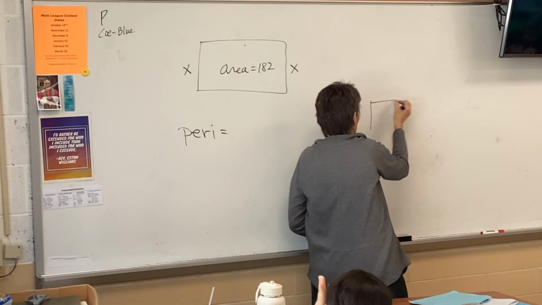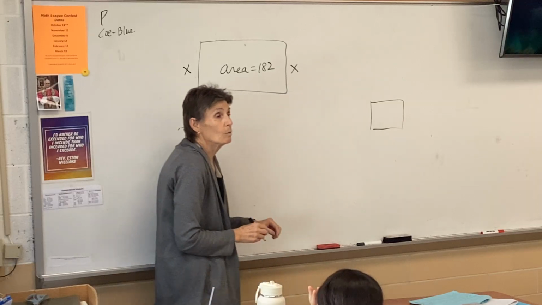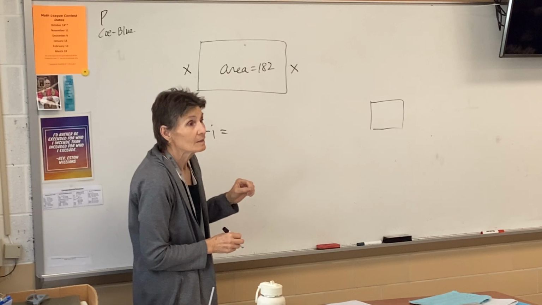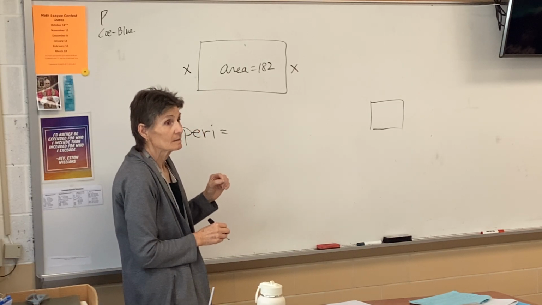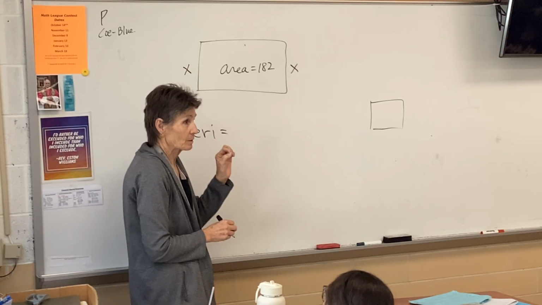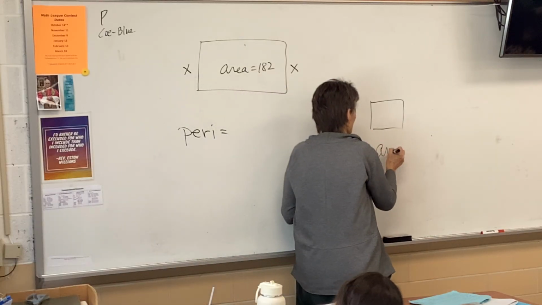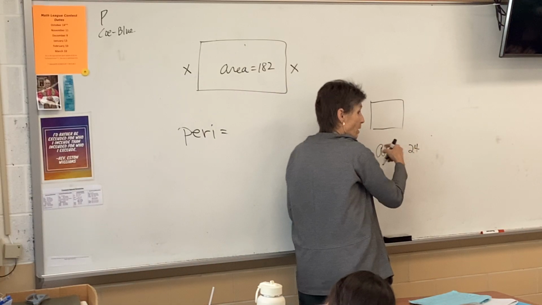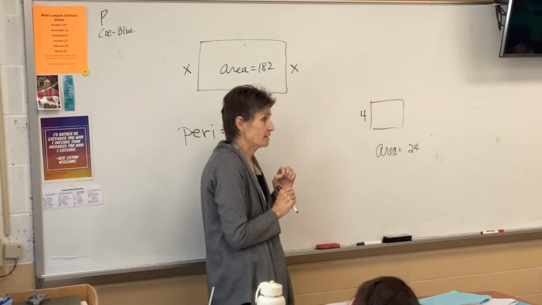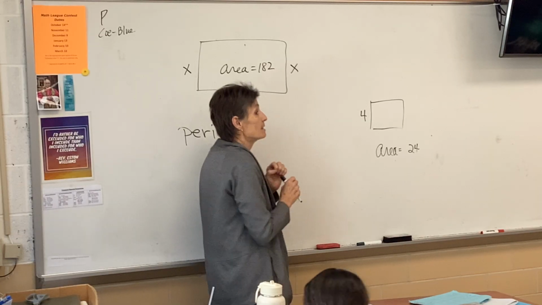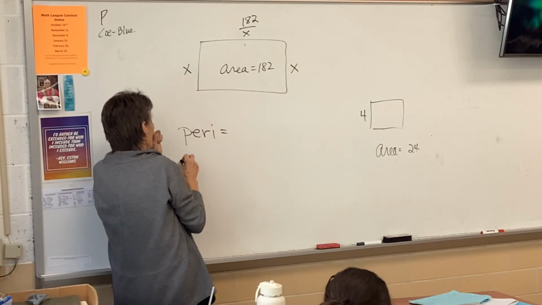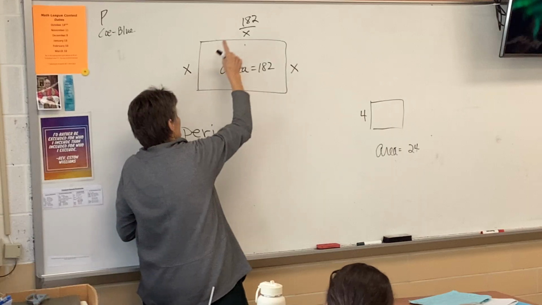Wait, 182 divided by 4? Or no, 182 divided by 2. Oh, I did it. 182 divided by 2? Okay, now 182 is the area. So let's suppose I told you the area of this rectangle was 24, and this side was 4. How would you find the other side? Divide it. So we do 182 divided by x, yep. Because what happens when you multiply length times width?